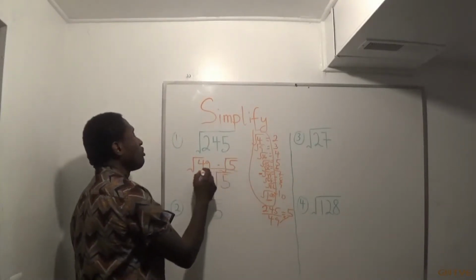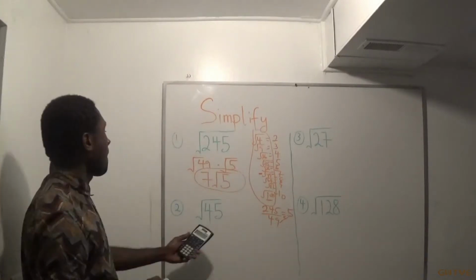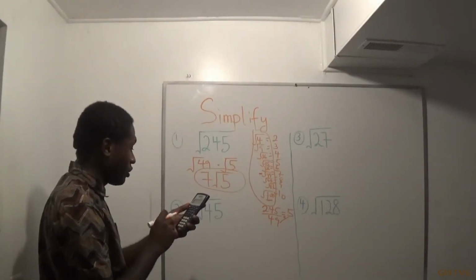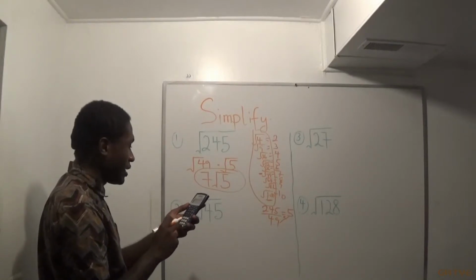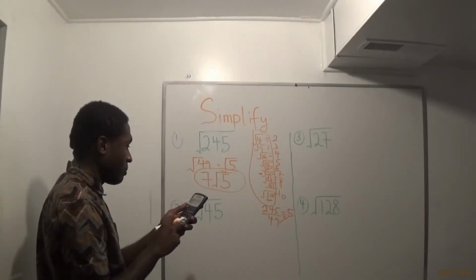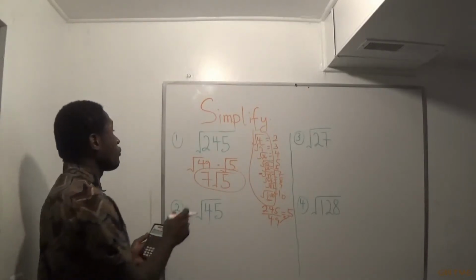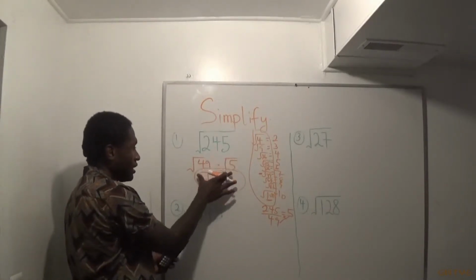So 7 square root of 5 will be my answer. What about this one? Again, first I'm going to put square root of 45 in the calculator, and I'm expecting to get a whole number. Let's see. Oh, I got a decimal. So because I have a decimal, I have to break it down into 2, like I did right here.